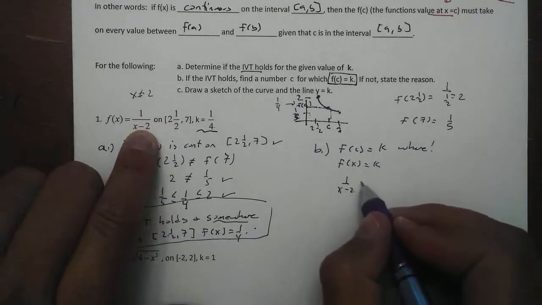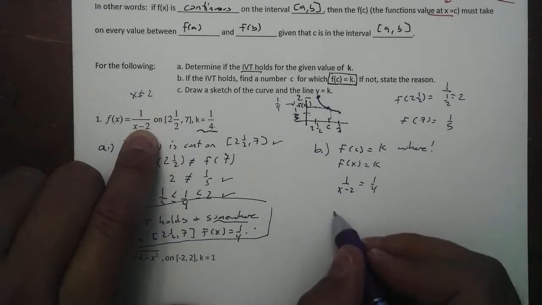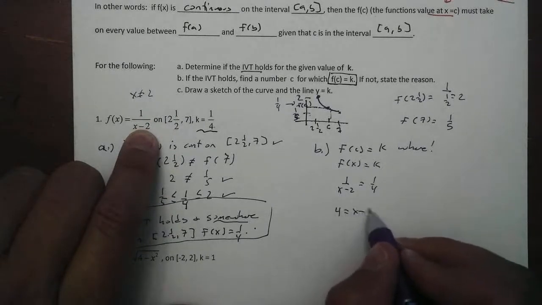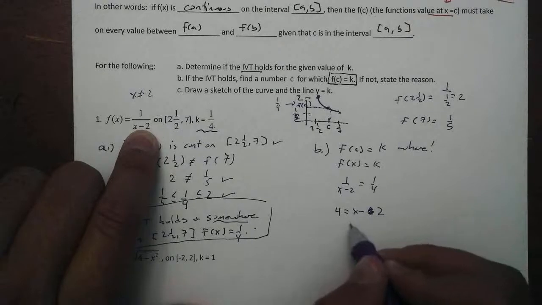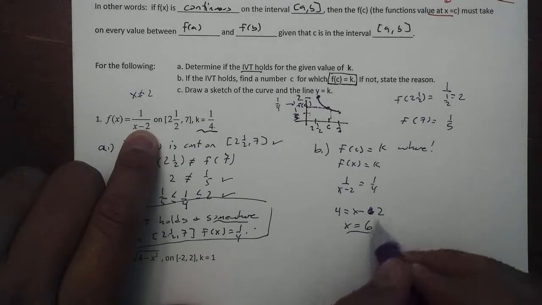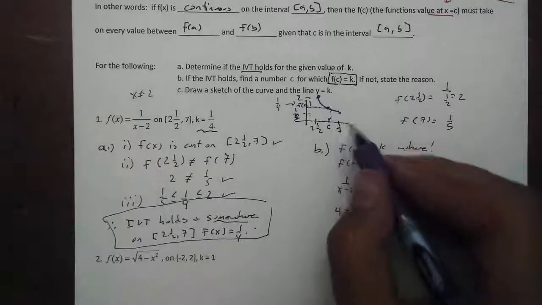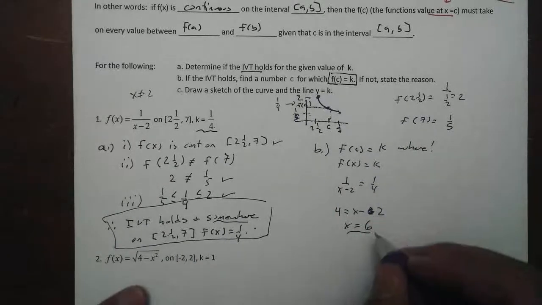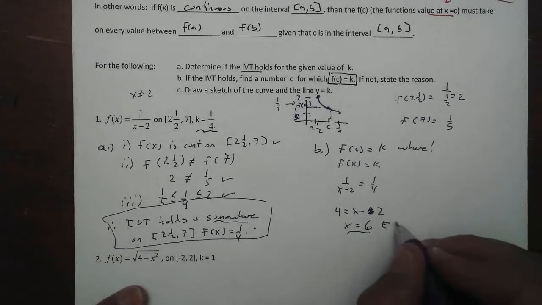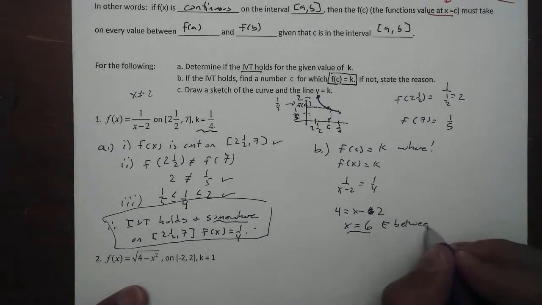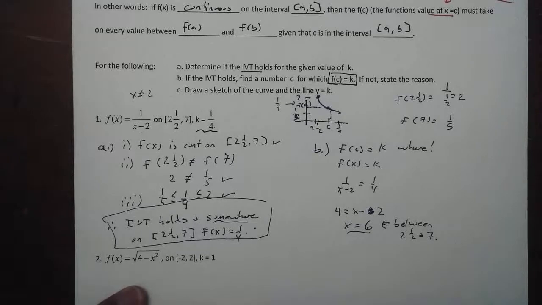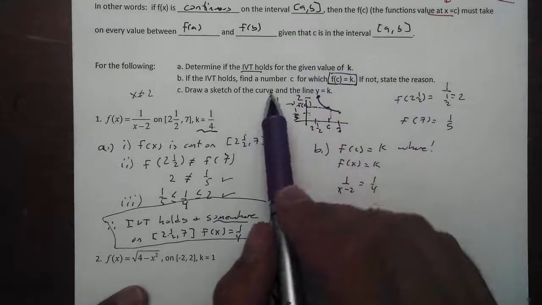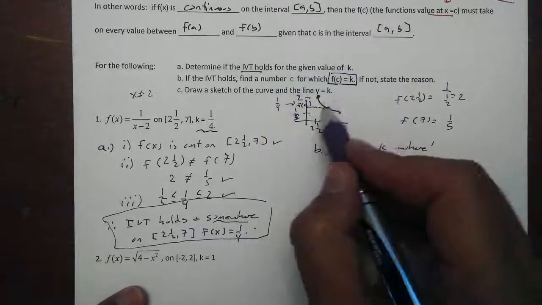1 over x minus 2 equals 1/4. And if I solve that, we get 4 equals x minus 2. So x, of course, equals 6. And take a look, 6 is between 2.5 and 7. Oh yeah, so this is good. That is between 2.5 and 7. So we're good. Now the last part is to sketch part C, and we already did that up here.